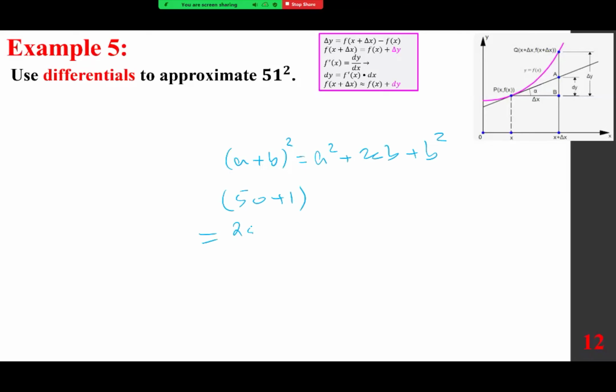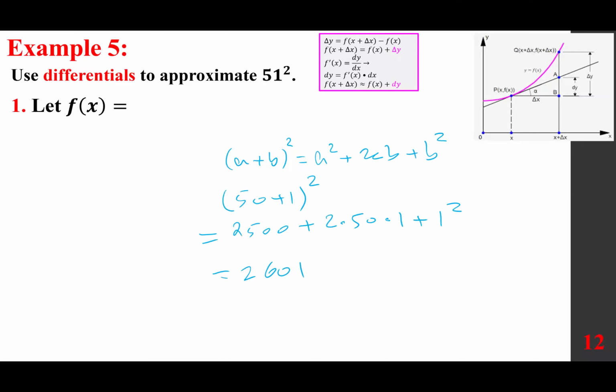50 squared plus 2 times 50 times 1 plus 1 squared is 2,601. So you can calculate this in your head easily, but we want to use calculus. I hope you remember that. So the very first thing is, when you want to do that, you need a function.